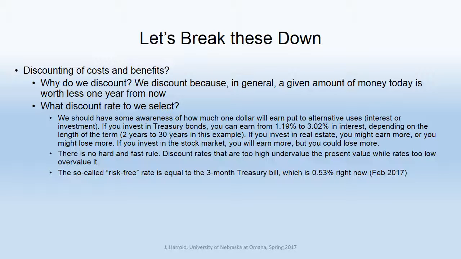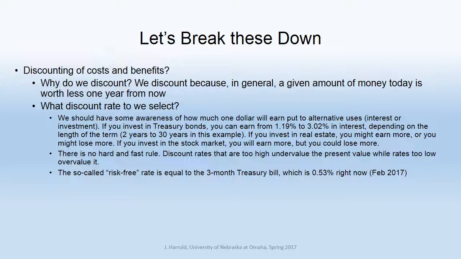And so that's why we discount. It's largely sort of a hypothetical construct. There is no perfect discount rate that you should use. Some people use something called the risk-free rate. I point to that in the last bullet there, which actually, in that way of thinking, is equal to the 3-month Treasury bill rate, which right now is less than 1%. It's about 0.5% for a 3-month Treasury bill.